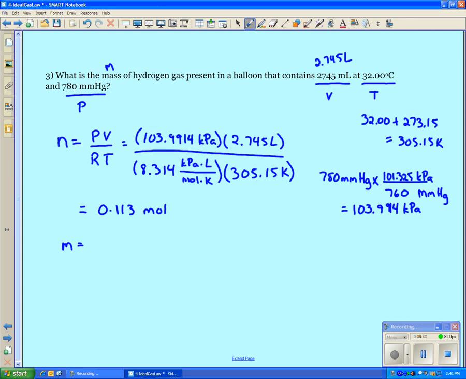Now we can change our moles into mass. So 0.113 moles multiplied by our ratio to change moles into grams. So we want grams on the top, moles on the bottom. And back in your question, if you look at what substance we have, it's hydrogen gas. Formula for hydrogen gas is H2. So make sure for molar mass we make it 2.02 grams for every 1 mole. Final calculation gives you 0.227 grams as your final answer.